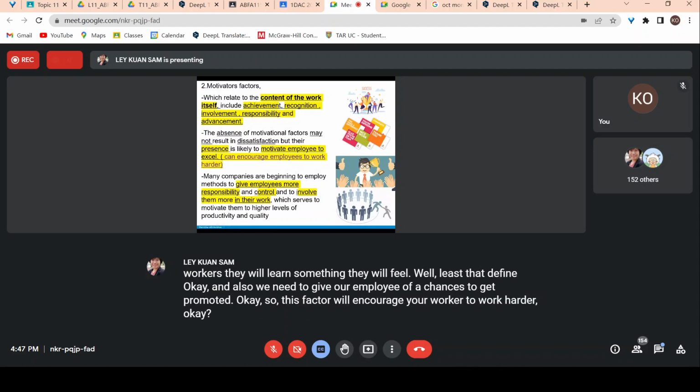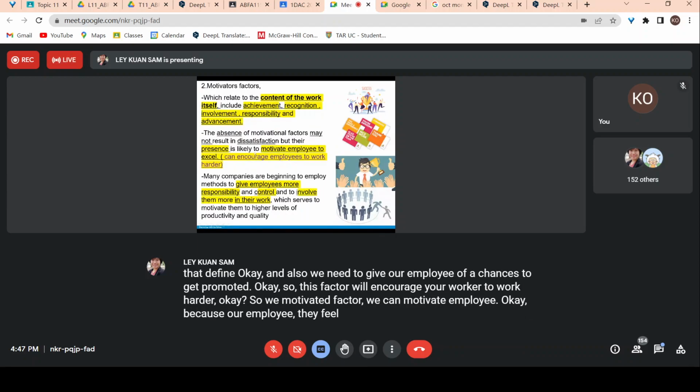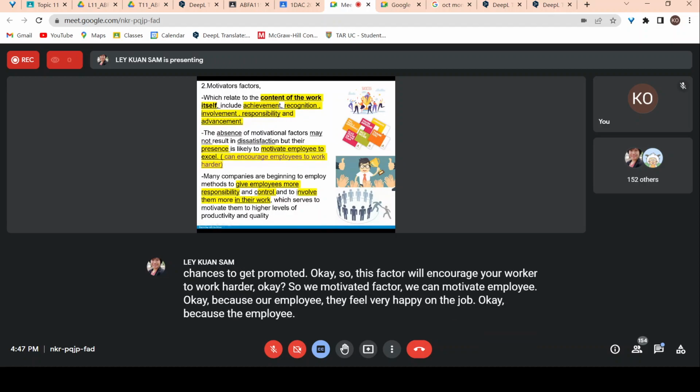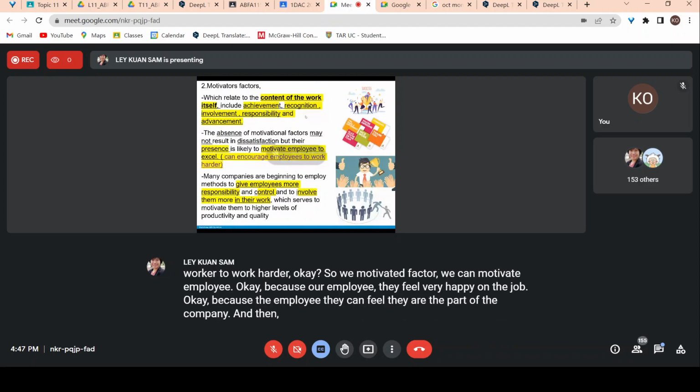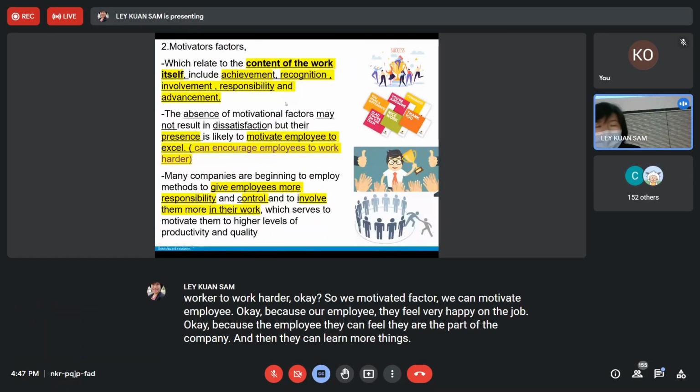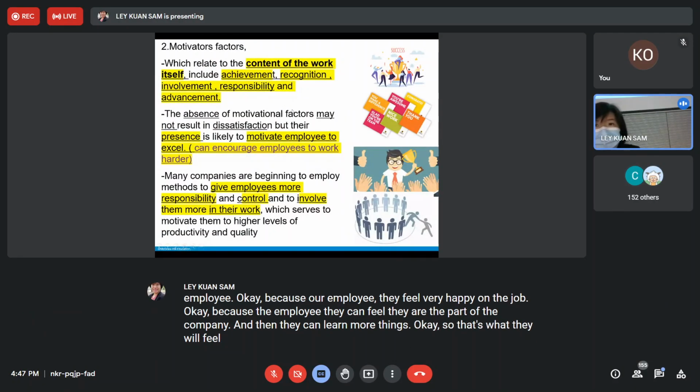Okay, so with motivator factors, we can motivate employees. Okay, because our employees feel very happy on the job. Okay, because the employees can feel they are part of the company, and they can learn more things. Okay, so that's why they will really enjoy the job.